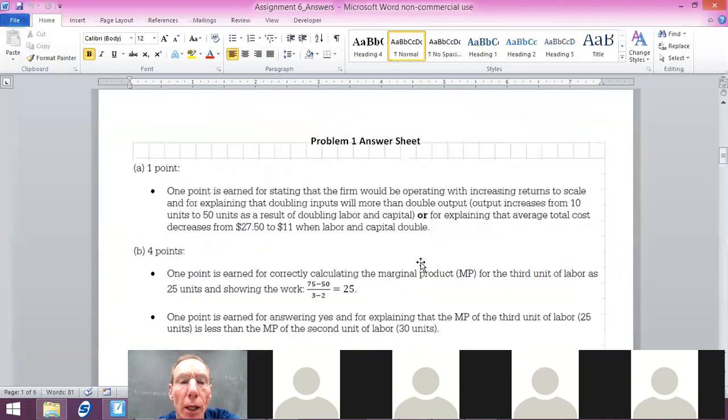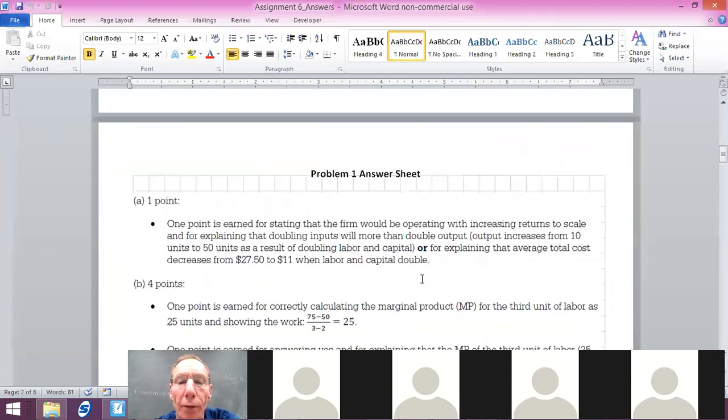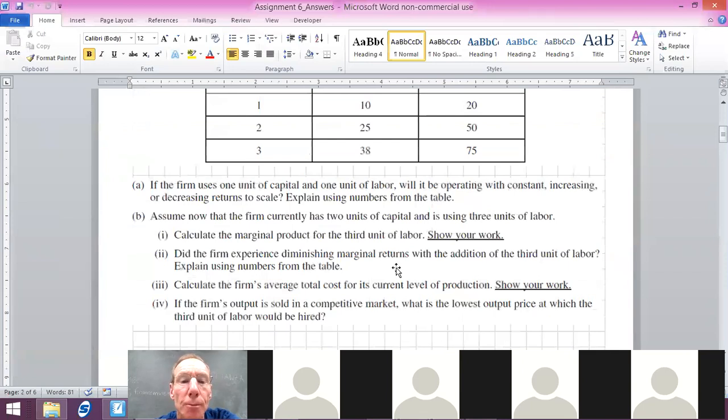Yeah, it should be a 25. Yeah, okay. Then it says, this is asking number 2 here, a B2, did the firm experience diminishing marginal returns with the addition of the third unit of labor? Explain using the numbers from the table.